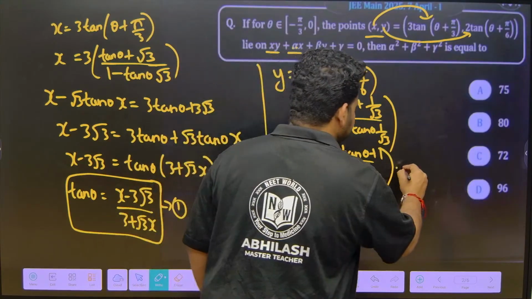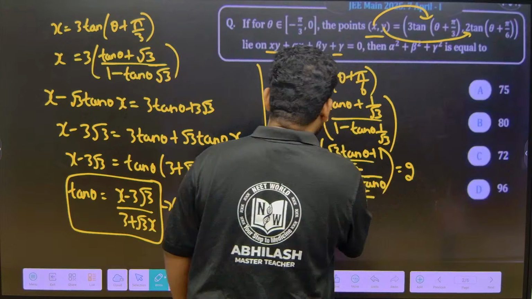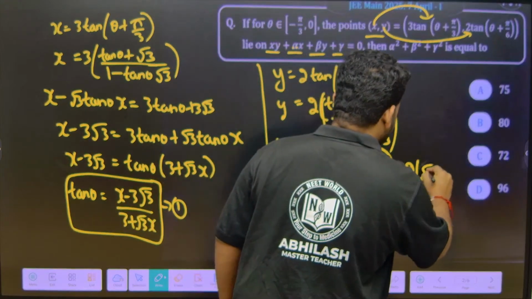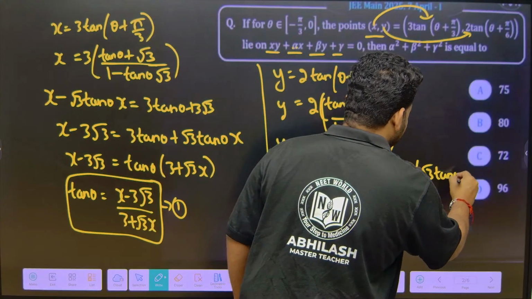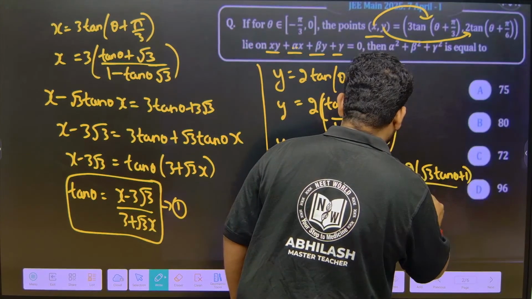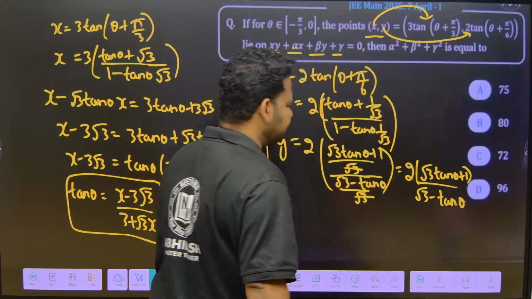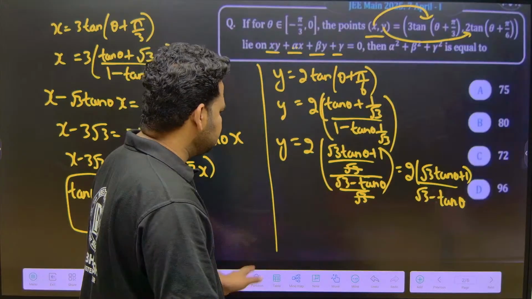So this will become y is equal to 2 root 3 tan theta plus 1, divided by root 3 minus tan theta. This is what you have. Now let us cross multiply.